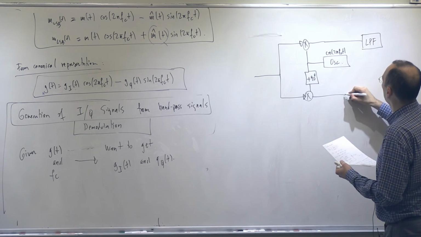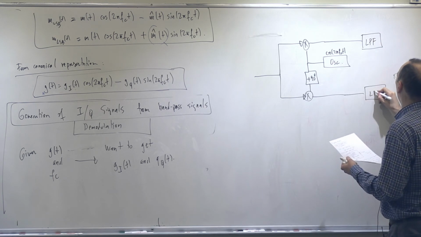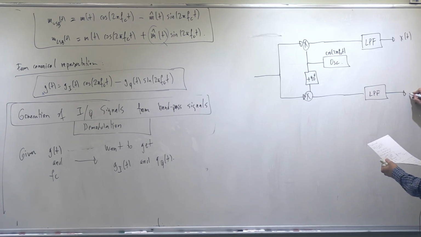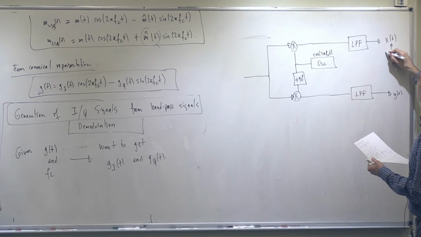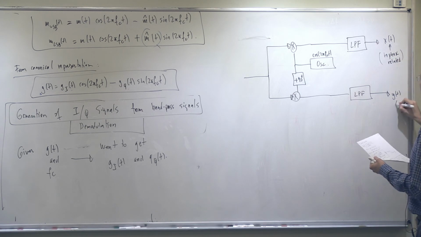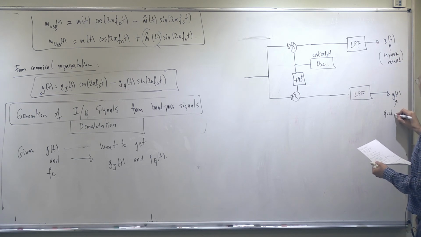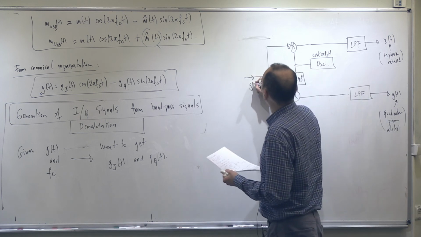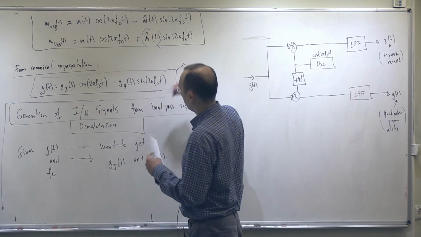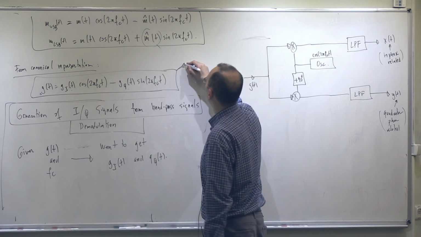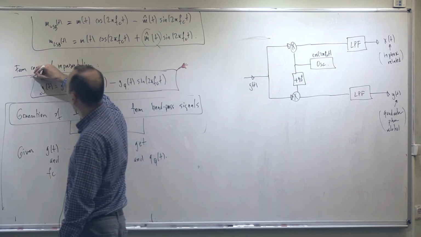So low pass filter, its output will be, let's say, x of t. This is y of t. So this will be in phase related. I'll explain. This will be quadrature phase related. Again, this looks complicated, but the main idea is making use of this canonical representation. This is the critical thing, canonical representation.